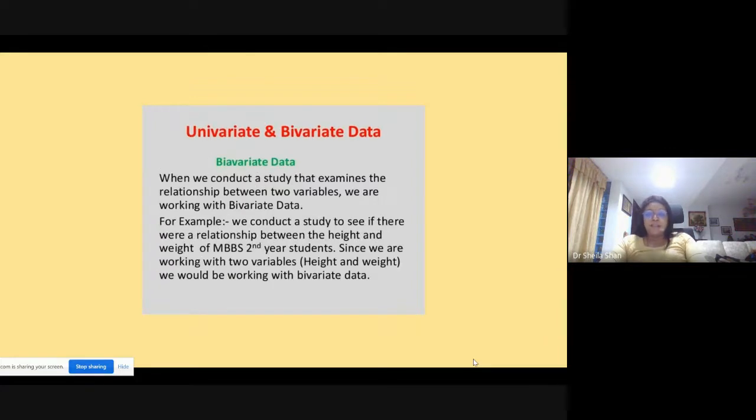Yeah. What is bivariate data? As you know, bi means two. When we conduct a study that examines the relationship between two variables, that means we are working with bivariate data. So for example, we conduct a study to see if there is a relationship between height and weight of the MBBS students. Since we are working with two variables, height and weight, we call this data bivariate data. That's all.